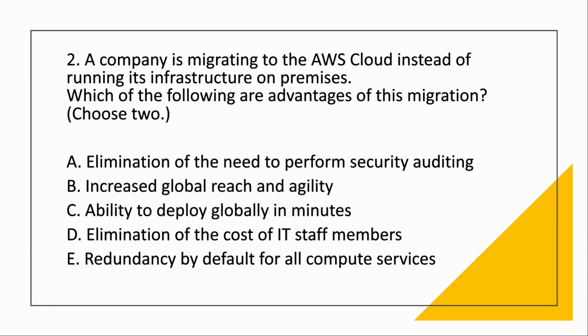Elimination of the need to perform security auditing? No, because you still need some security to manage at your level, right? So this cannot be the answer. Then increased global reach and agility. Yes, you are reaching globally through AWS. Agility is the ability to quickly provision new resources, new apps. So you can work on your frameworks, your designing, your coding. You don't have to worry about the infrastructure. Okay. So ability to deploy globally in minutes.